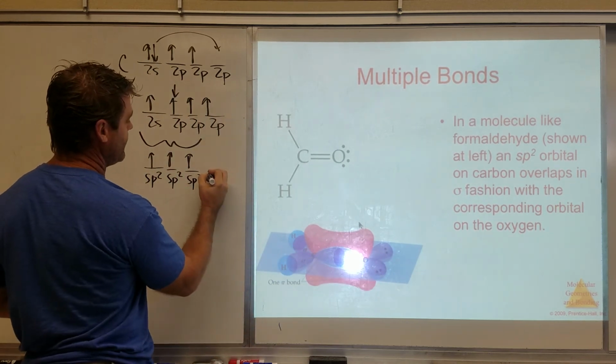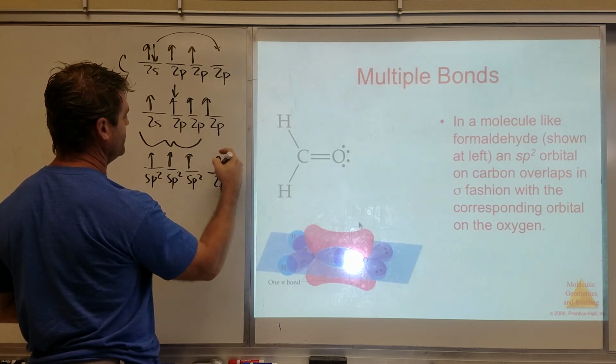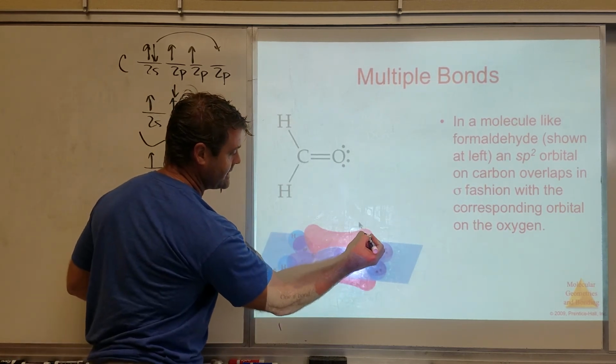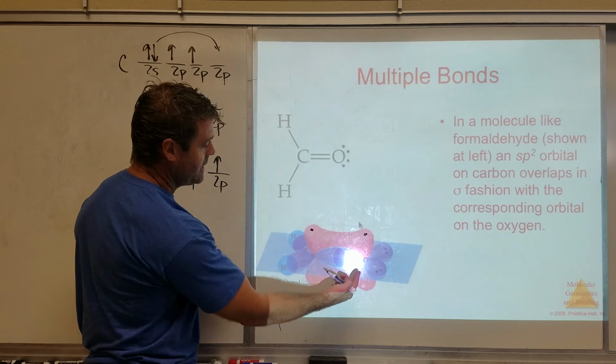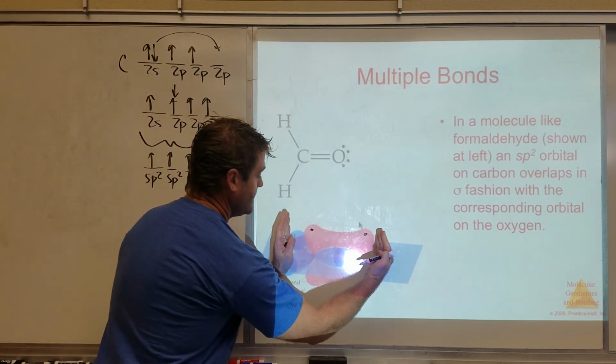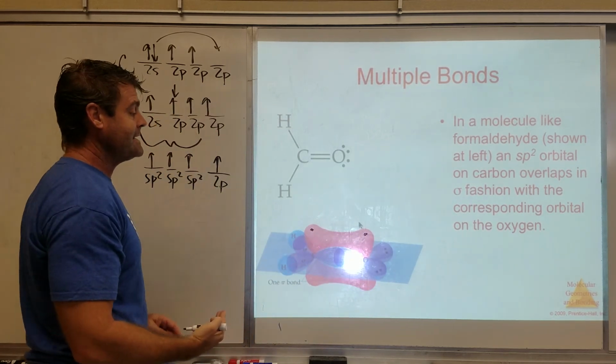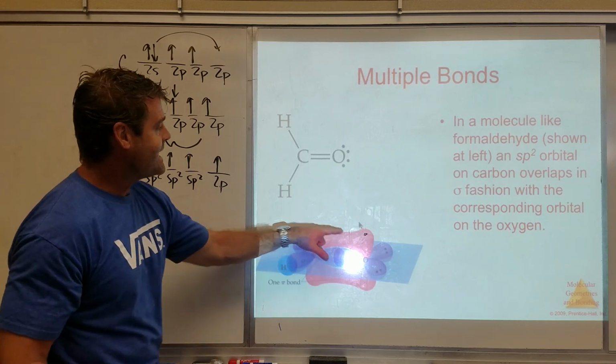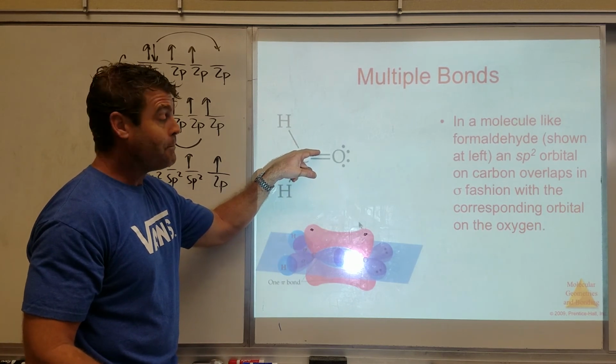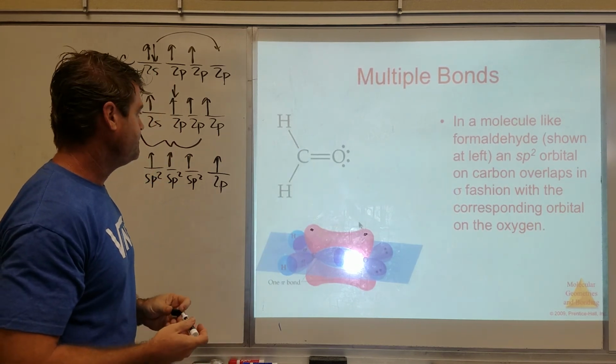But then what do we still have? We still have this 2p orbital with 1 electron. You guys see, that would be the electron here, and this one has the same. So what those end up doing is overlapping side to side, and that is that second bond, the pi bond that makes up the double bond. All right.